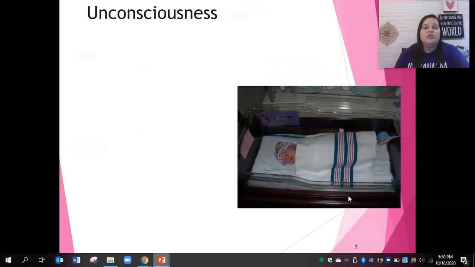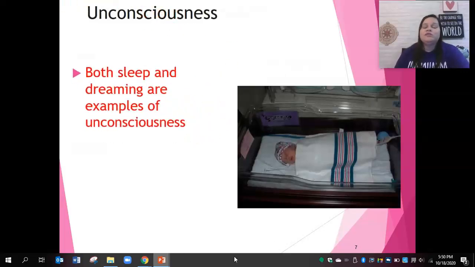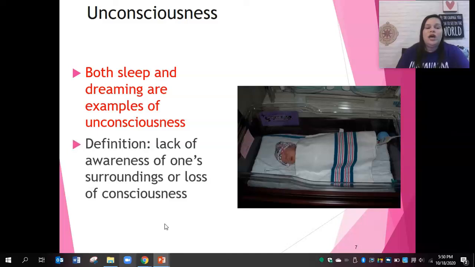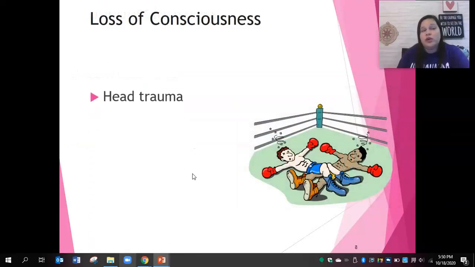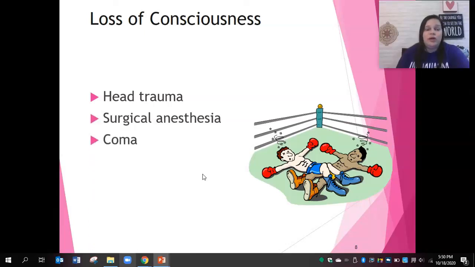And then we come to unconsciousness. Both sleep and dreaming are considered stages or examples of unconsciousness. By definition, you lack awareness of your surroundings, or you have some type of loss of consciousness. Other ways that we can lose consciousness are through head trauma, surgical anesthesia, or being in a coma.